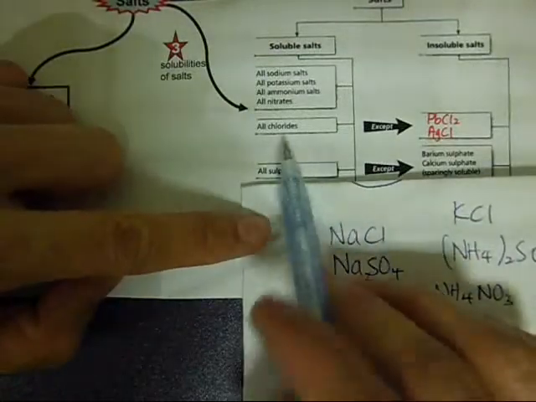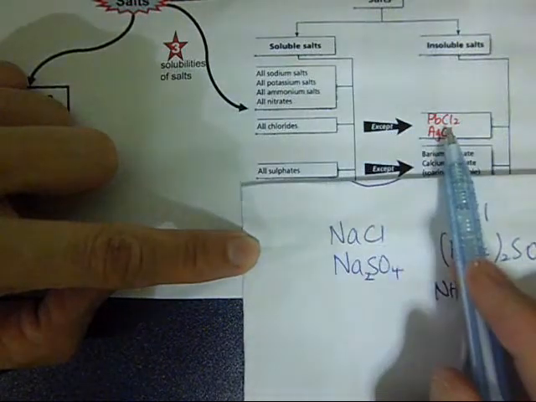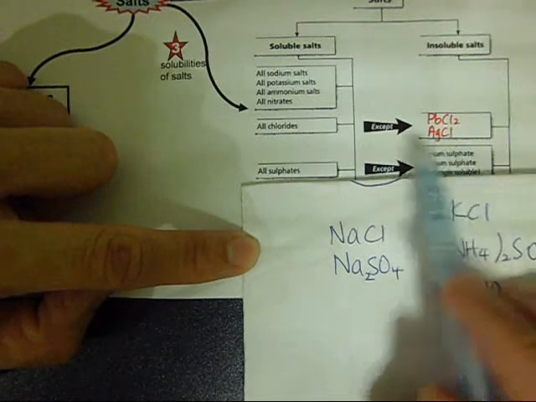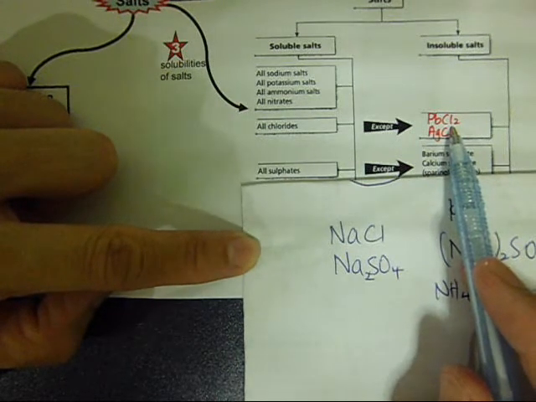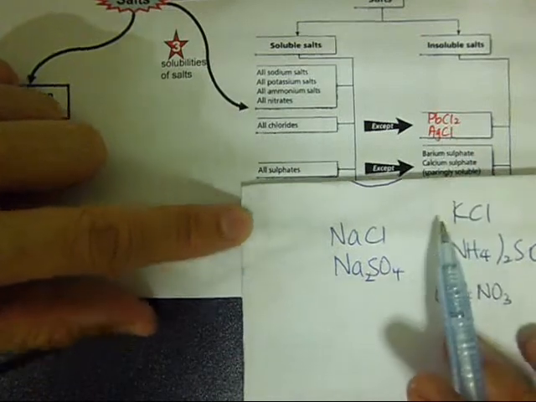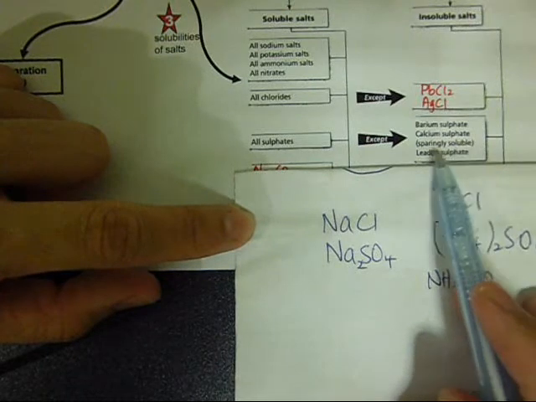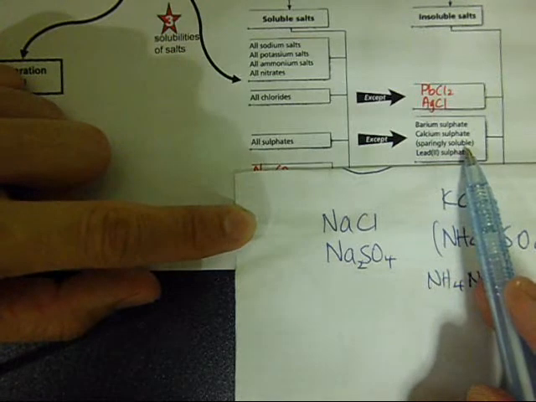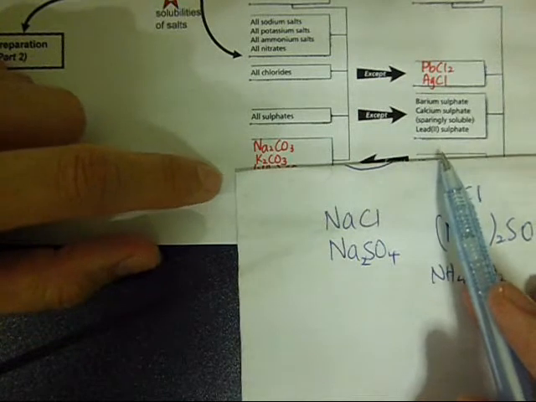How about chlorides? All chlorides are soluble except lead(II) chloride and silver chloride. So all the other chlorides, such as potassium chloride, calcium chloride, barium chloride and ammonium chloride, are soluble except these two. Then for sulfates, all sulfates are soluble except these three. Calcium sulfate, even though it is sparingly soluble, is also considered insoluble. So these three sulfates are insoluble, and the rest of the sulfates are all soluble.